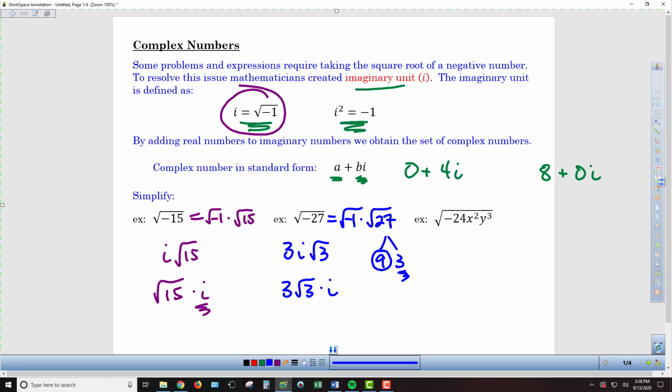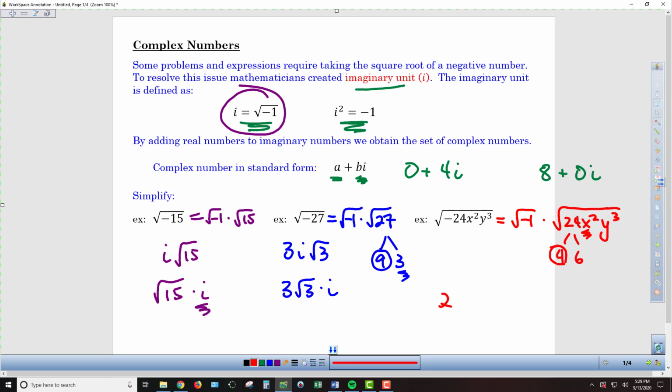And then for the third example, again, same idea as we did on the previous, and approaching it the same way once we have separated that root negative 1. So I've got 24x squared y cubed still underneath my square root symbol with that negative 1 separated out. So I simplify here. I can break this into 4 and 6. So 4 is a perfect square, going to come out as a 2. I've got this x squared.